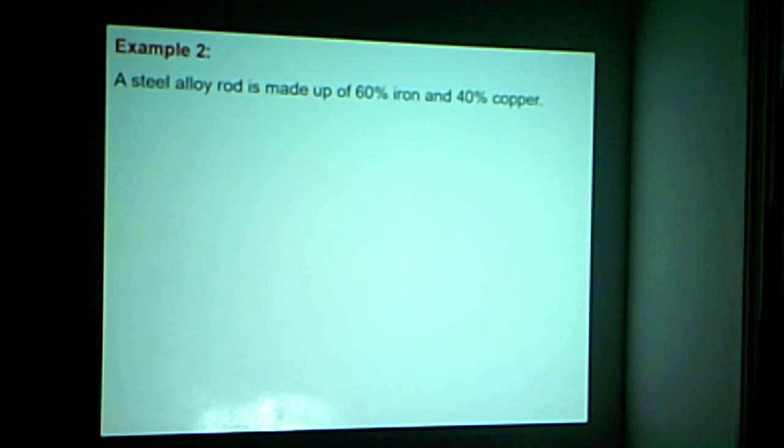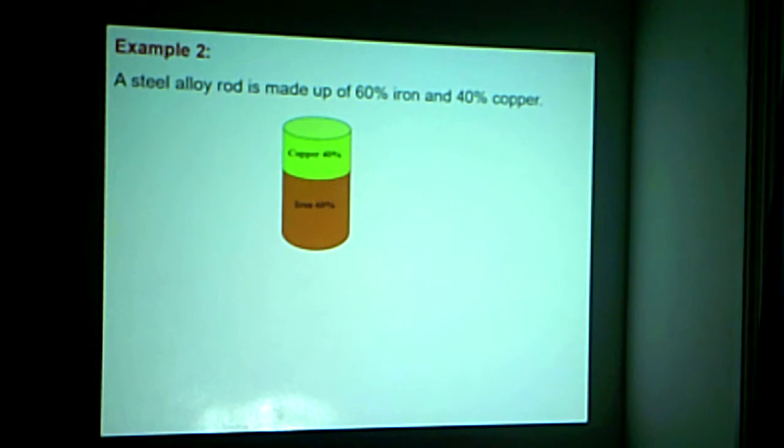A steel alloy is made up of 60% iron and 40% copper. So let's give a pictorial representation of it. Iron and copper, 40% copper, 60% iron, mixed together to make the alloy. So the ratio of iron to copper is 60 to 40.